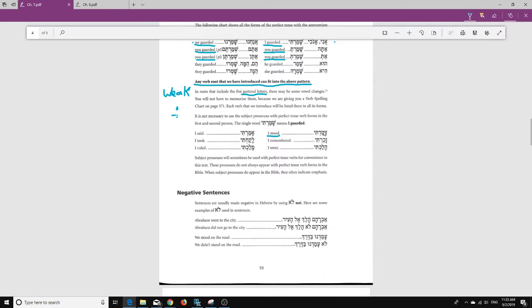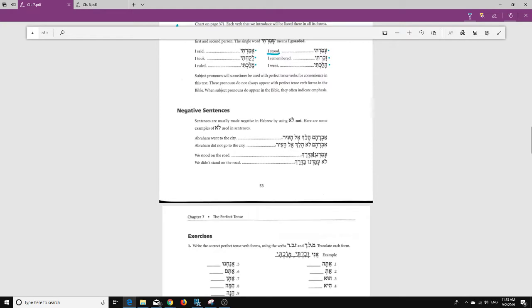Just for practice, let's go through all of these. So we have amadti, I stood. Zakharti, I remembered. Halakhti, I walked or I went. Amarti, I said. Lakahti, I took. Malakhti, I ruled.